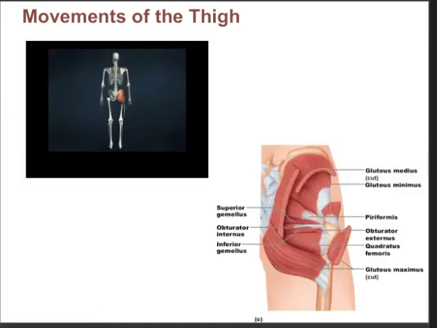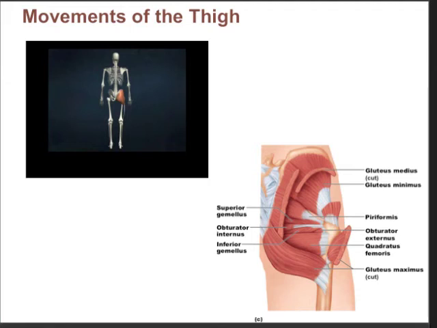The abductors do the opposite. They pull the leg away from midline. They include the gluteus maximus, medius, and minimus. The maximus is the largest and most superficial of the gluteus muscles. The medius lies underneath it, and the minimus lies underneath the medius. And so you can see them actually here in the cutaway. There is the maximus, there is the medius, and there is the minimus.